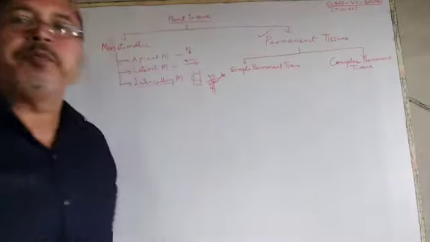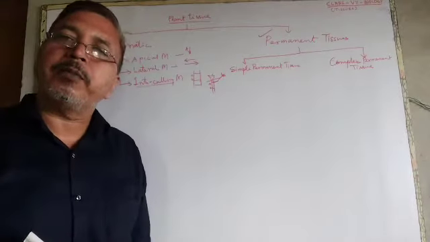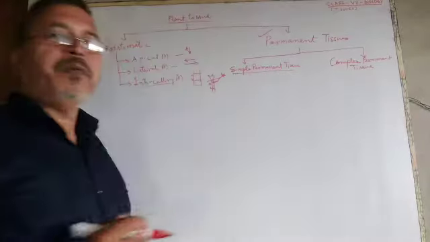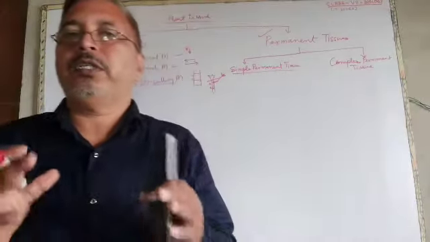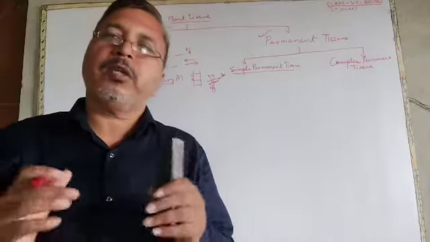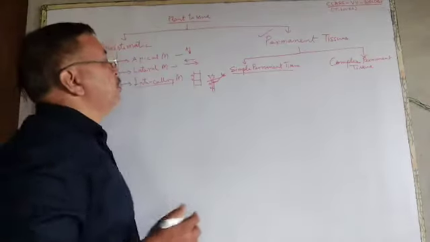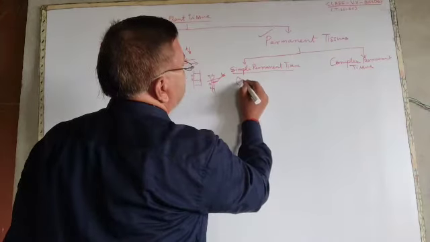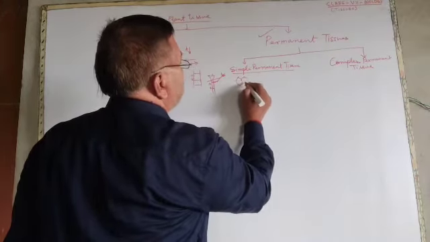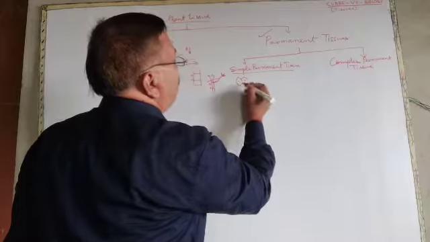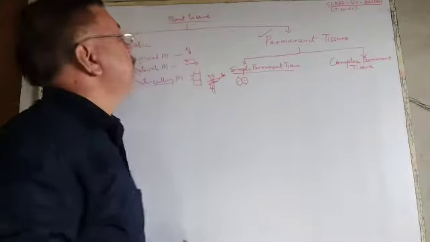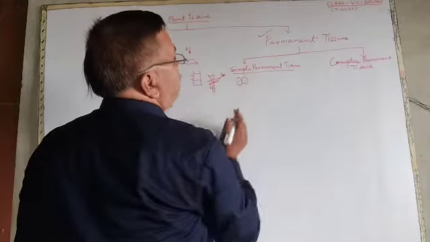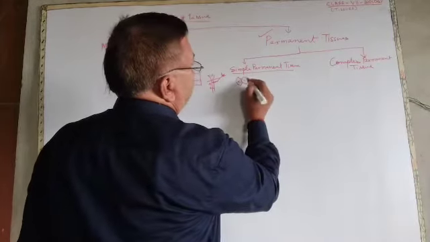Now why the name simple permanent tissue? At this stage I must tell you, simple permanent tissue is very simple in its configuration, in its make, in its structure and function. You see, the cells in simple permanent tissue that make this tissue, they are simple in nature, meaning they are generally of the same kind.